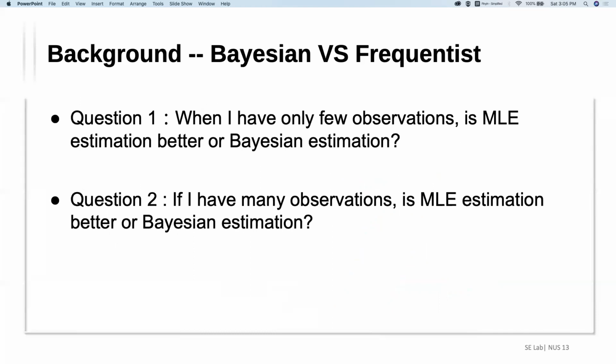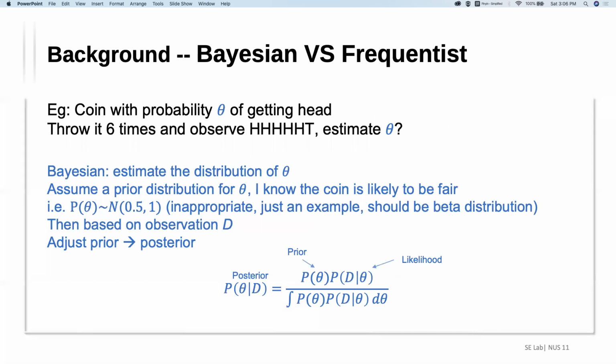If you have many observations, then MLE estimation will also be quite good, so you can choose either based on your preference. What if you only have a few observations and some outliers? Would that affect a lot? Yes. For example, here you only have 6 trials and maybe you observe these just out of luck. If you use MLE, you will get a very extreme estimation. But if you incorporate a prior, then the effect of this outlier will be canceled.